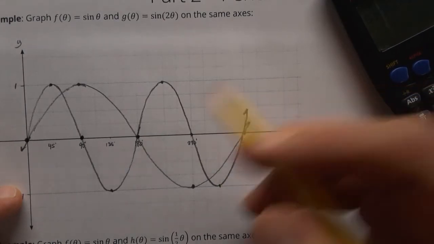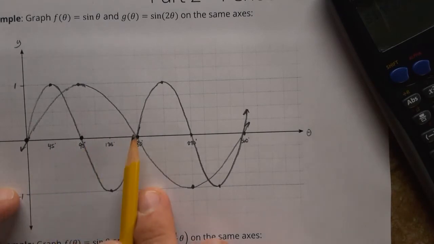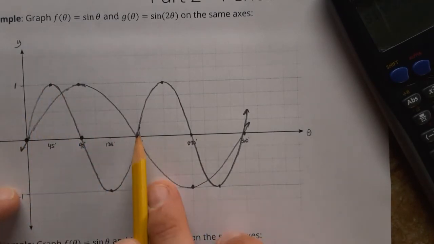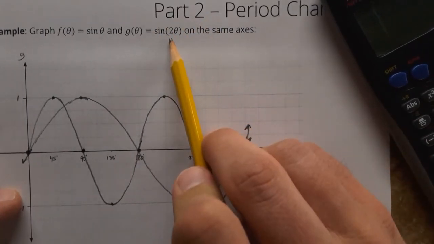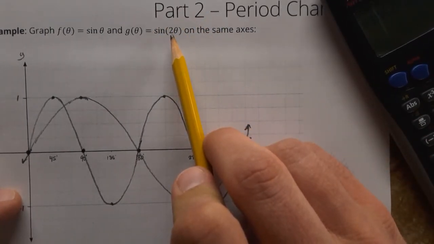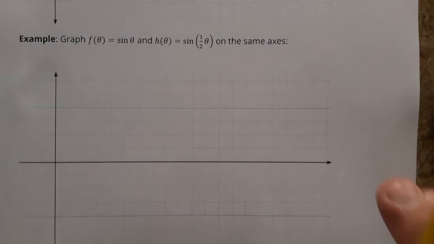That is, you don't have to go all the way to 360 to get through one cycle. With the original function, it took us 360 to get through a full cycle. This one only took us 180, and we got a second cycle in. We got 2 cycles in the usual 360 degrees. All right, let's go see what happens with this graph.